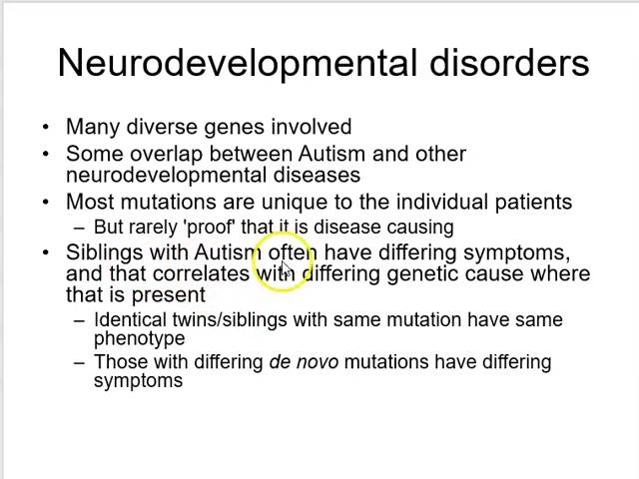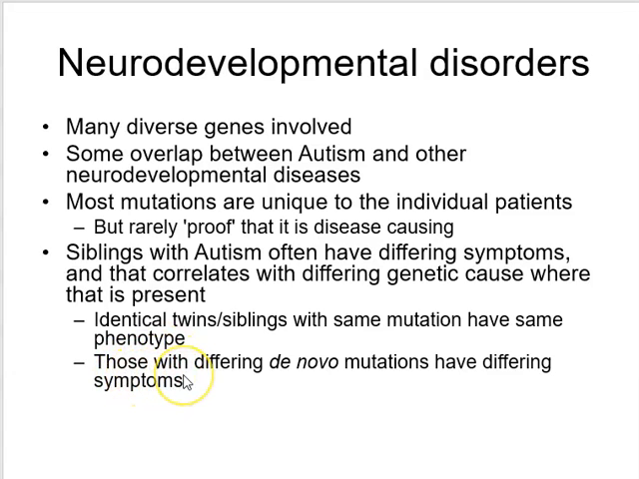What we are finding with autism and autistic spectrum disorder is a whole range of clinical symptoms that are observed, and what we find is mutations in these likely disease-causing genes. If you have identical twins and siblings with the same mutation, you tend to have individuals with a similar phenotype.